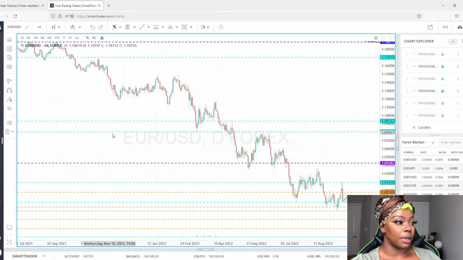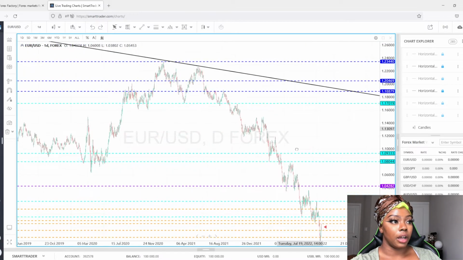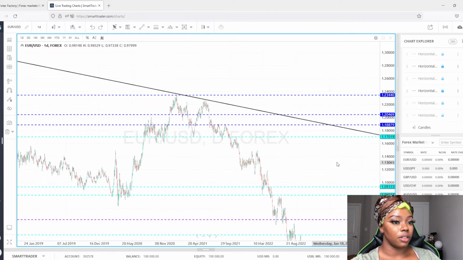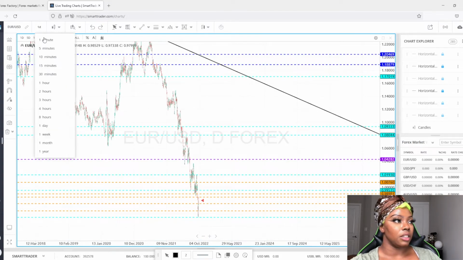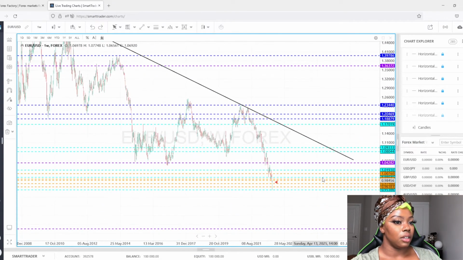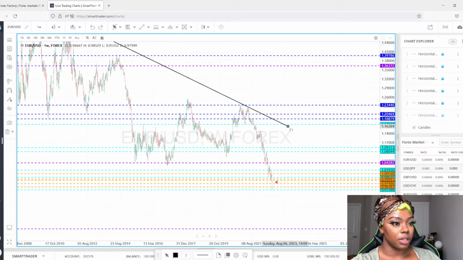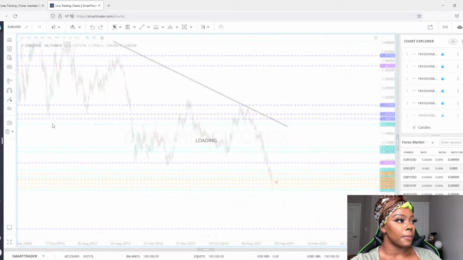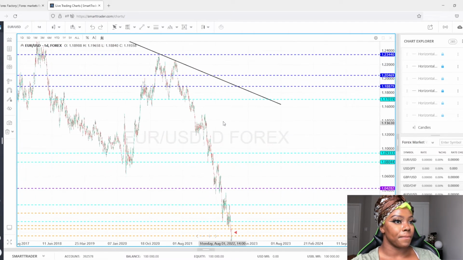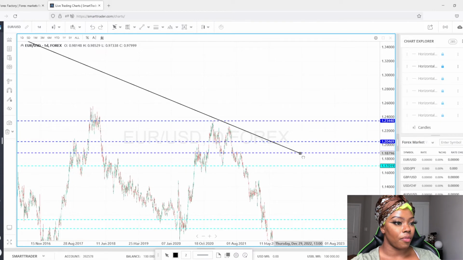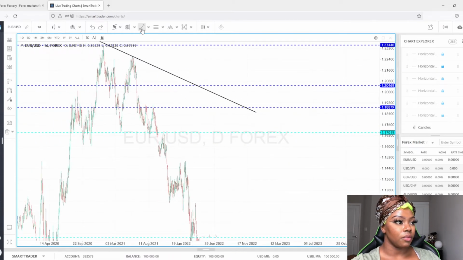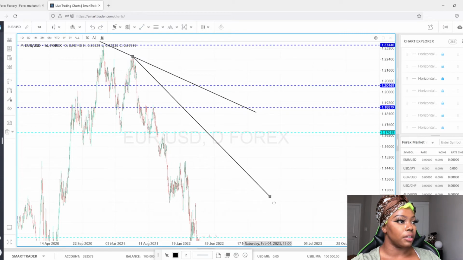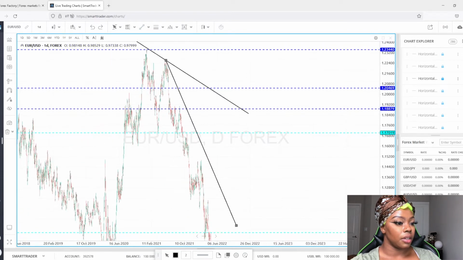Now I'm gonna go down to my daily just so I can get a better idea of what's going on. And sometimes I actually make my trend lines a little bit too long. I have issues adjusting them, so I'm bringing it in like that. Now that we have a new touch there, do another trend line until we get our first touch.